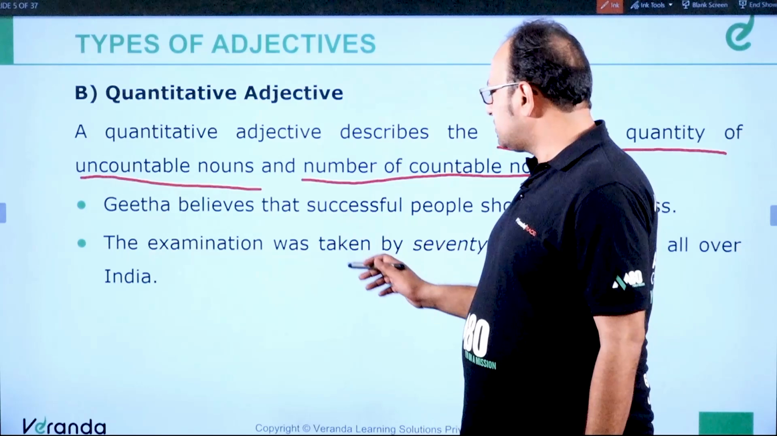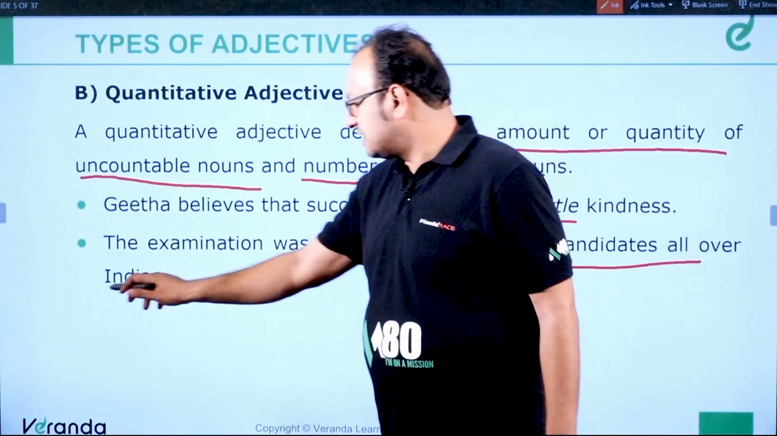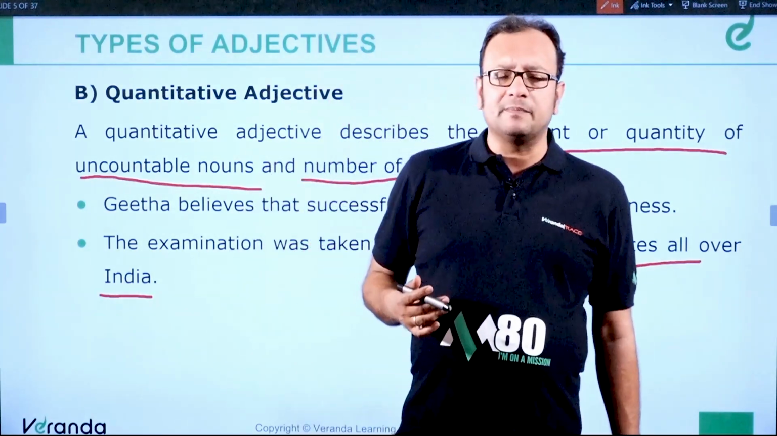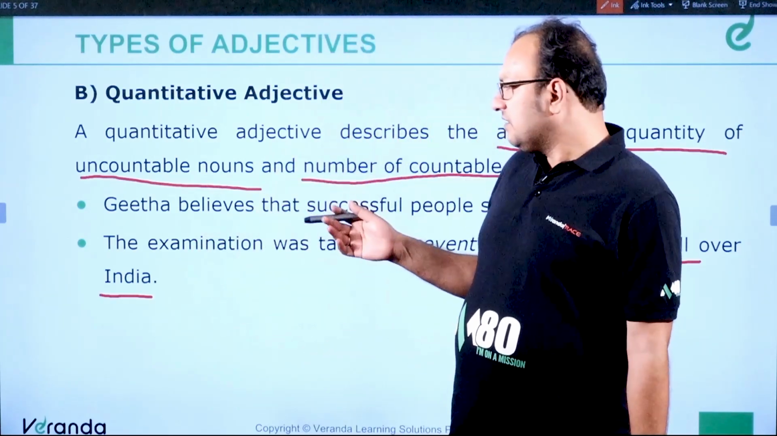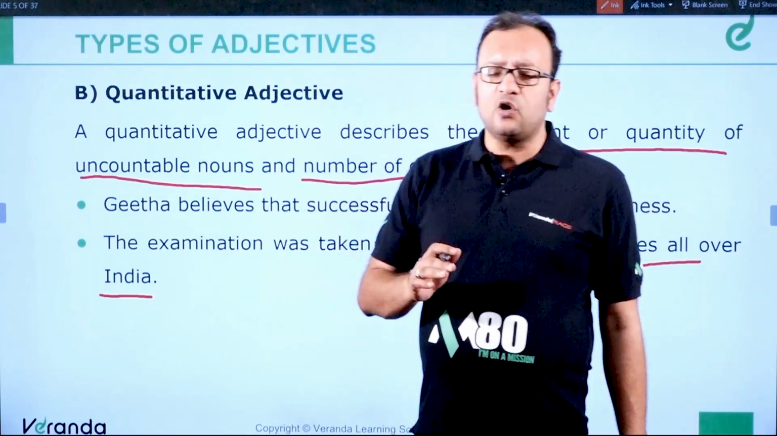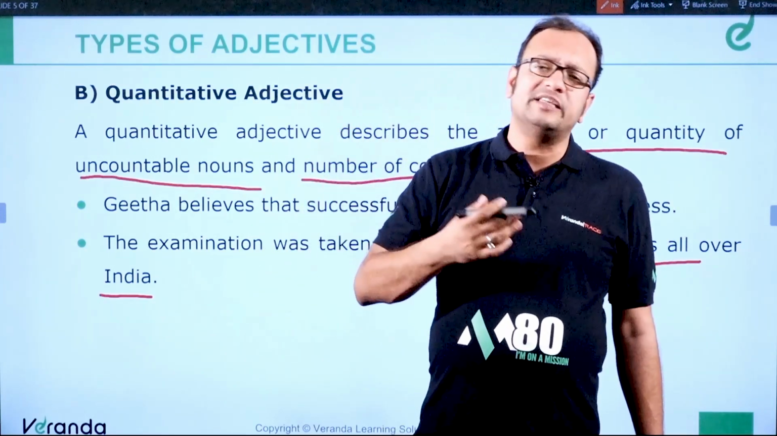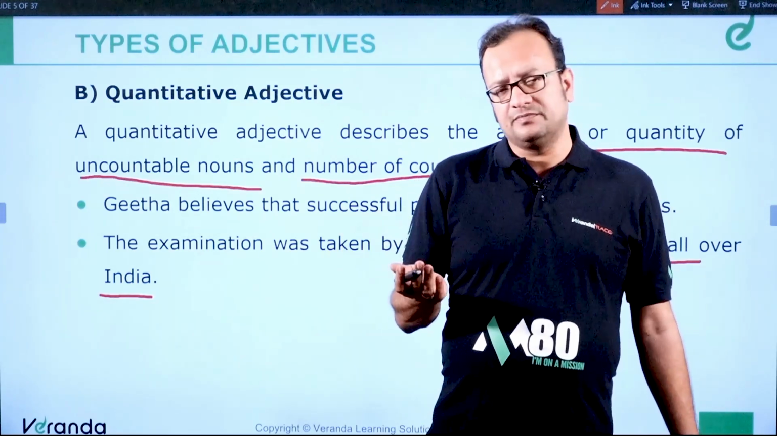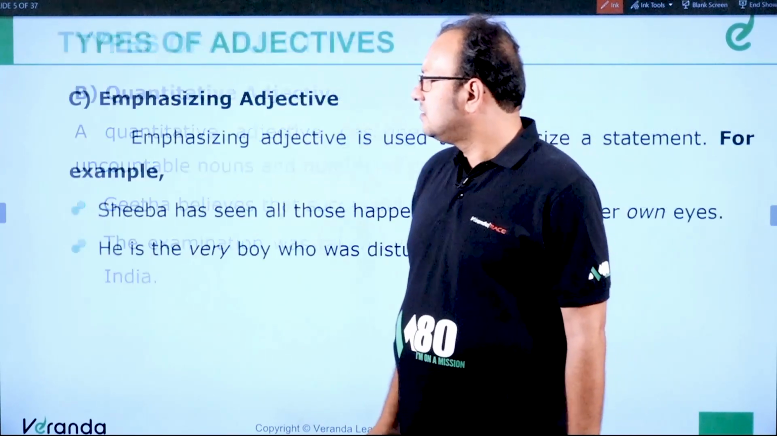The examination was taken by 78 candidates all over India. So 78 is a number, it tells the number of the people who took the examination. In this way, we can understand that little, few, some, or many are quantitative adjectives, which tell the quantity or the number of a noun. Clear? Moving ahead.